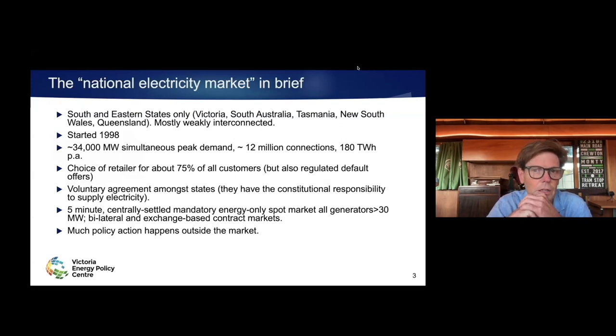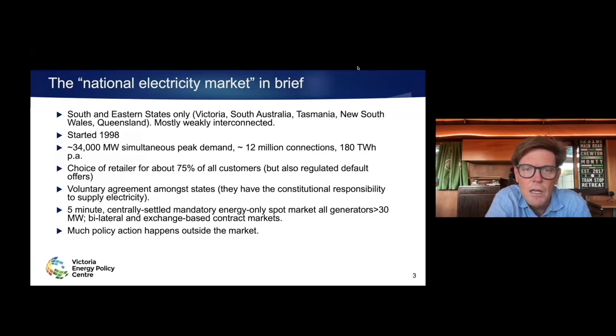So the national electricity market, in brief, it's the south and eastern states only, although it's called national, so there are five states. And most are weakly interconnected. Some are strongly connected to each other, but as a group, they are not strongly connected. It started in 98, as Anton said, the simultaneous peak demand is about 34,000 megawatts. There's 12 million connections and similar aggregate energy demand to South Africa.